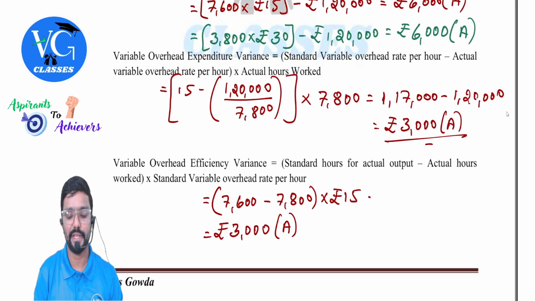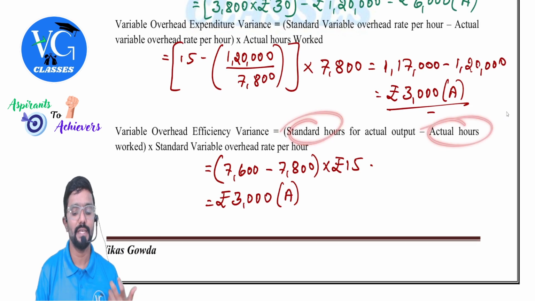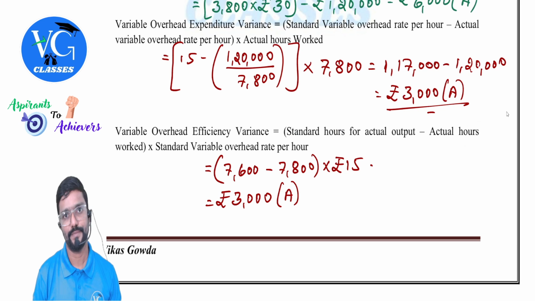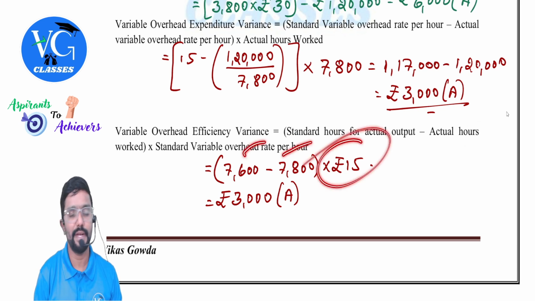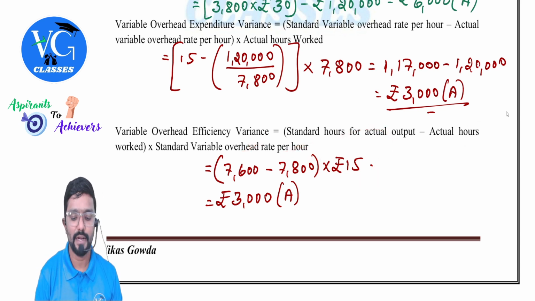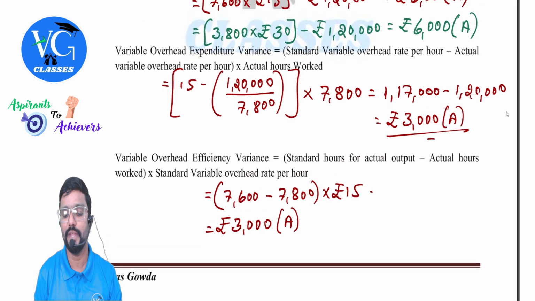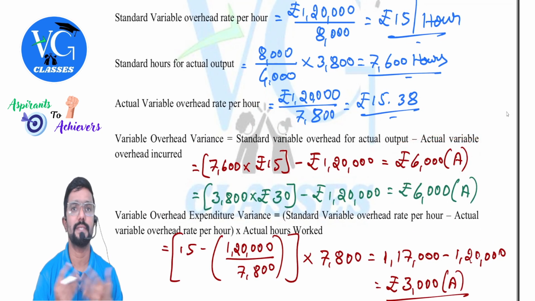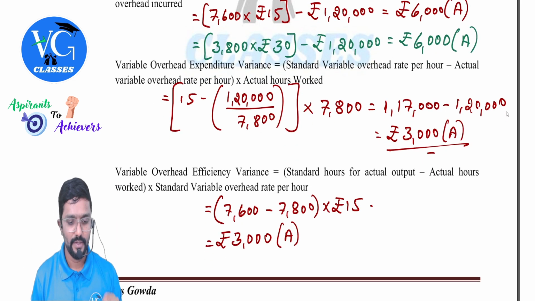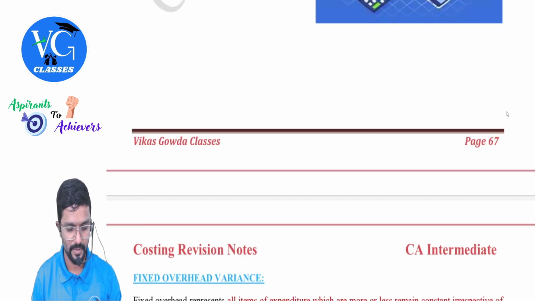Then efficiency variance: standard hours minus actual hours into standard rate per hour. Everything is already ready. So 3,000 adverse and 3,000 adverse should be equal to 6,000 adverse. Matching, sir. Okay, let us move forward.